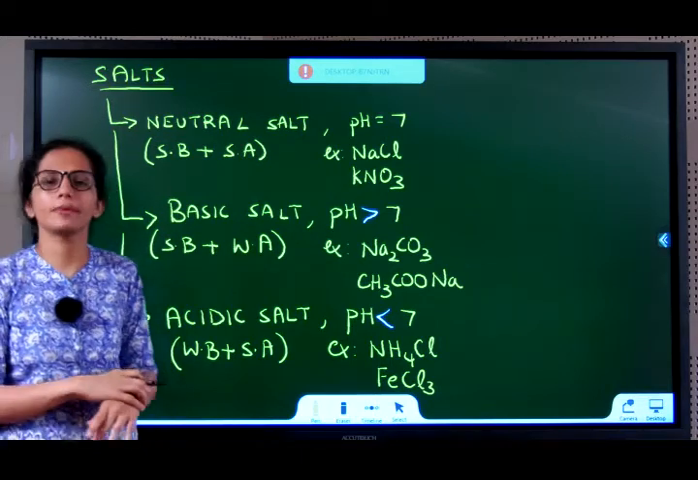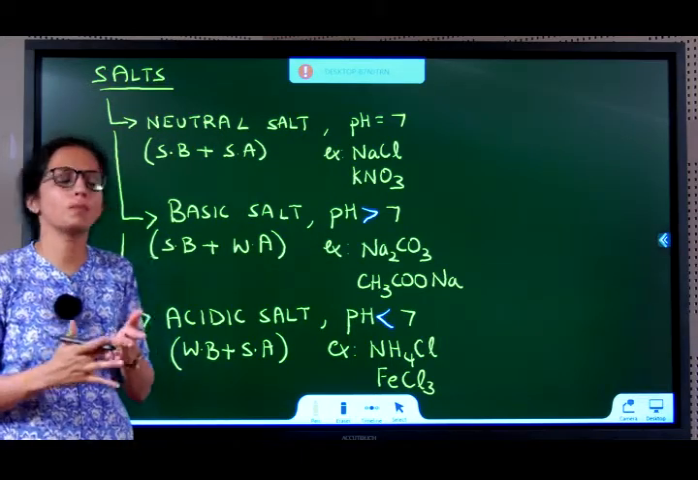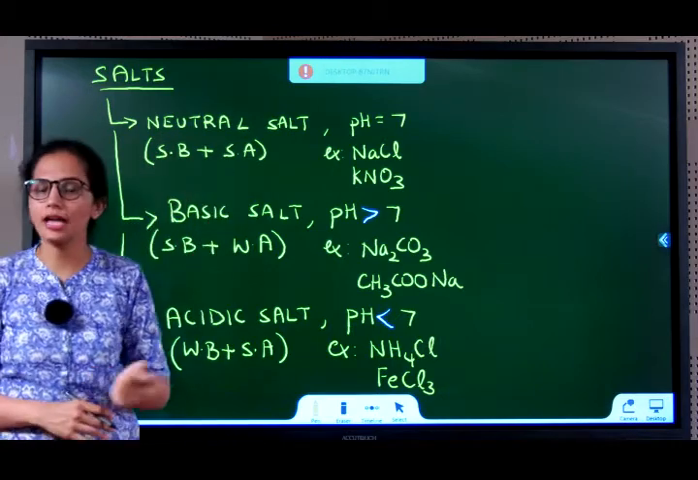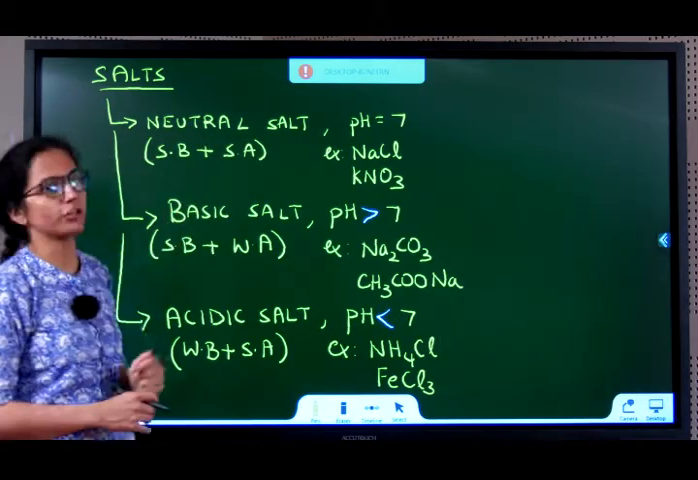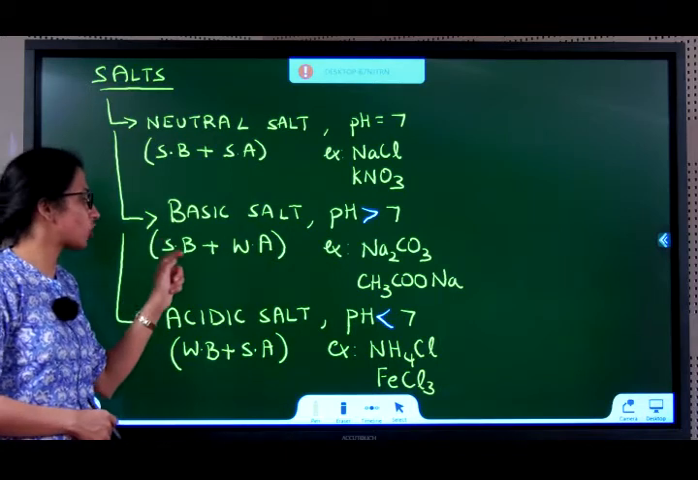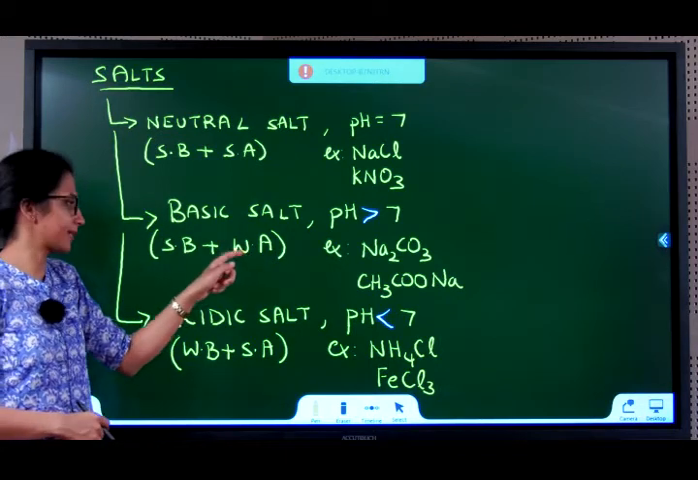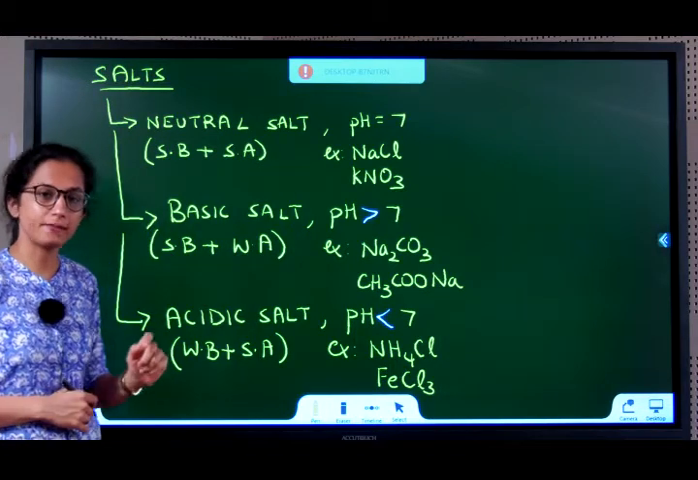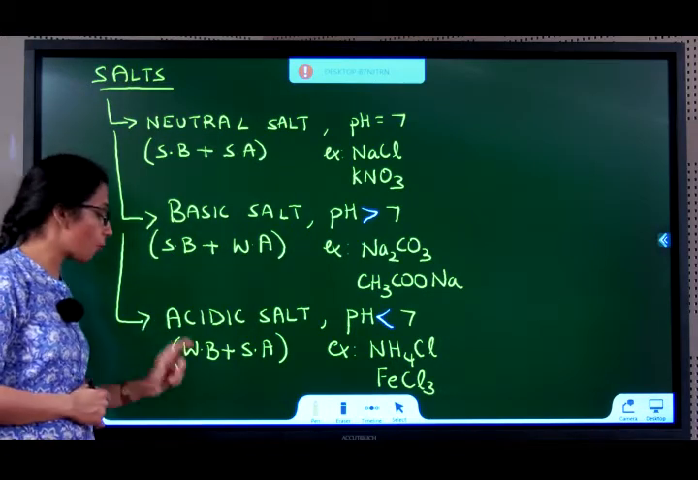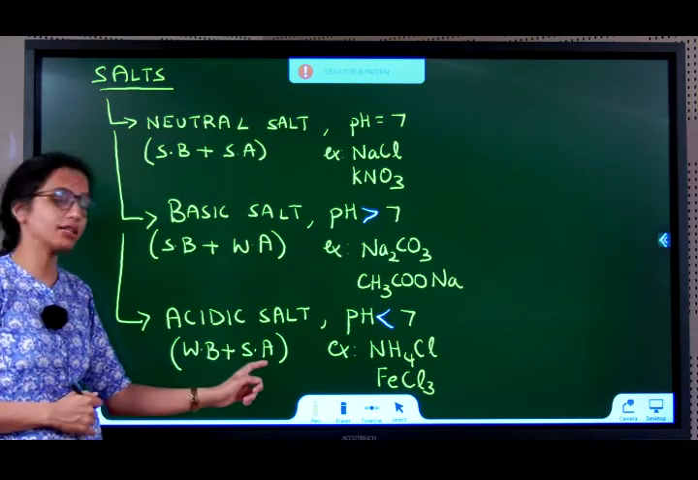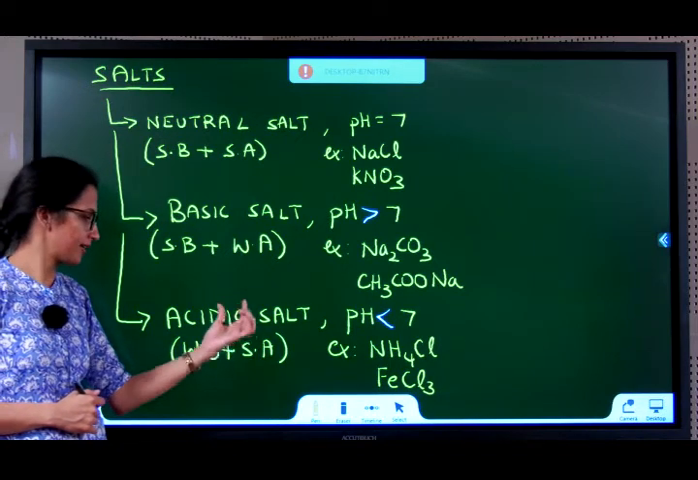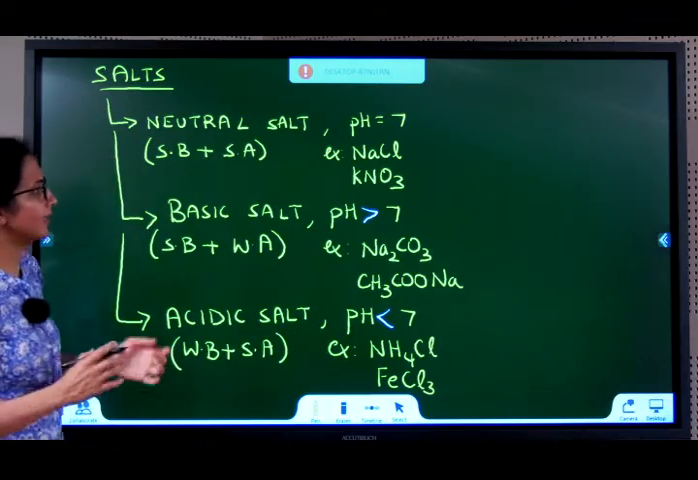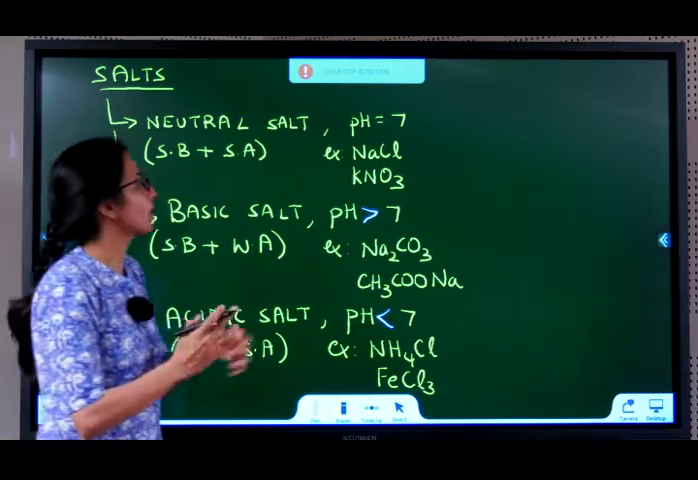How does a salt become acidic or basic? How do we know? If a salt is made up of a strong base and a strong acid, it is a neutral salt. If it is made up of a strong base and a weak acid, strong base means pH more than 7, so pH becomes more than 7. If it is made up of a weak base and a strong acid, it is an acidic salt, pH less than 7. Let us see a few examples and understand how.